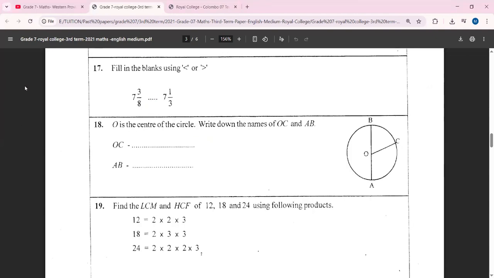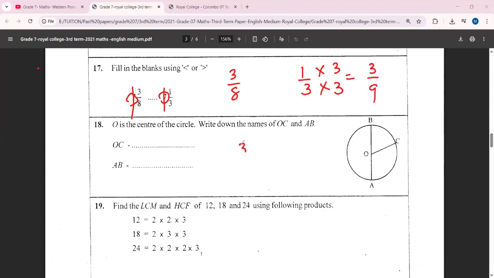On the 17th, fill in the blanks using less than or greater than. So we have 7. This is also 7. Then you don't need to consider these. So let's see whether 3 over 8 is greater or 1 over 3 is greater. We can make 24 out of both, so we are going to make the common denominator. Or we can make a common numerator also. Let's make a common numerator, multiplied by 3, and this is going to be 3 over 9.